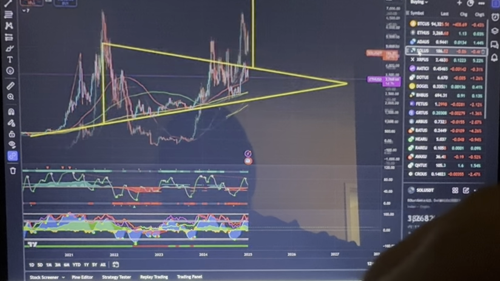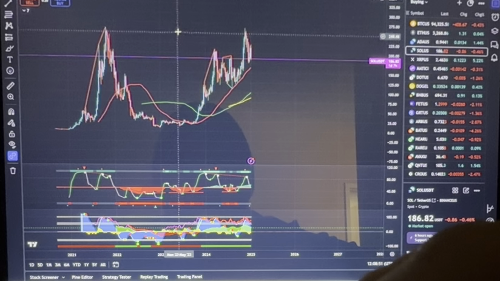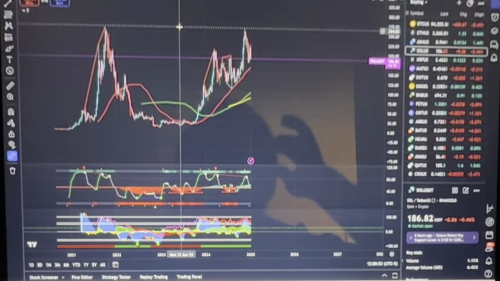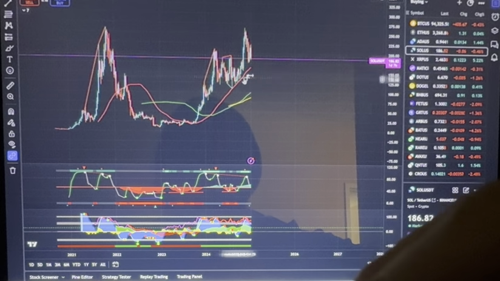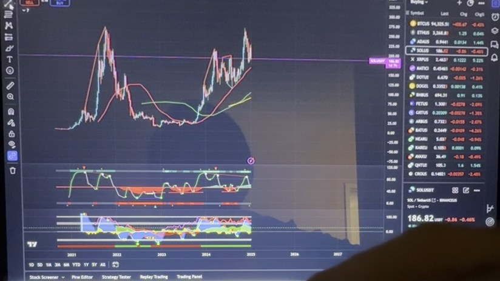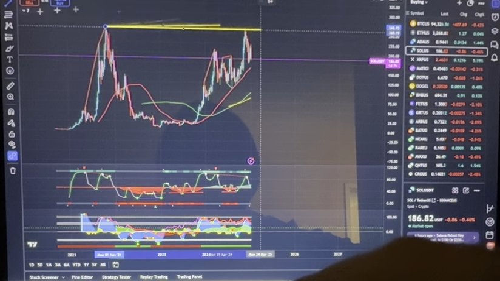Now we'll look at Solana. I haven't evaluated Solana. Solana looks like we got a double top here, but it looks also like an inverse cup and handle. That's interesting. Let's see what this inverse cup and handle looks like.